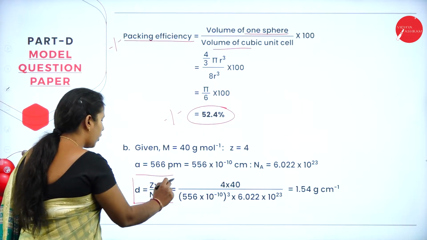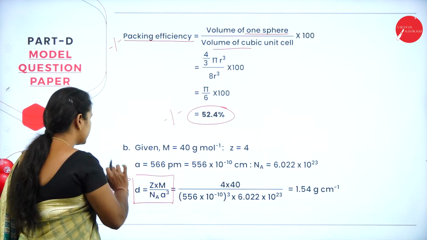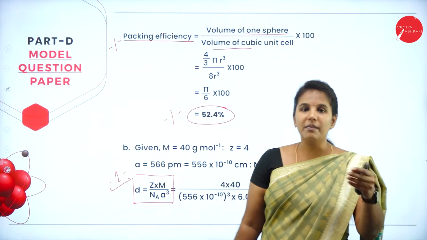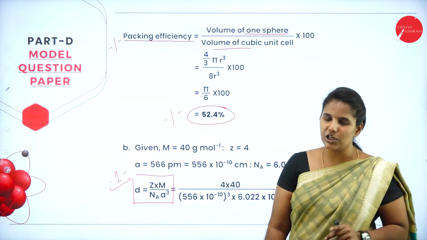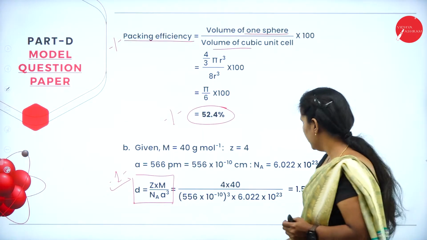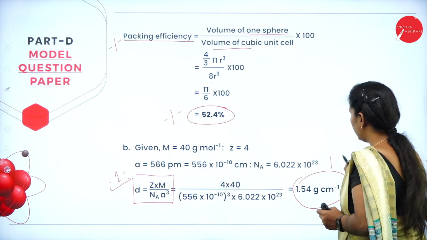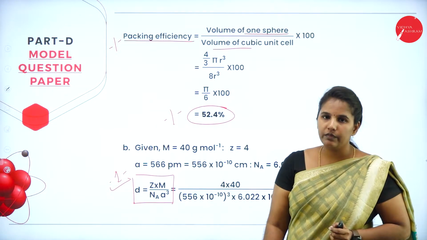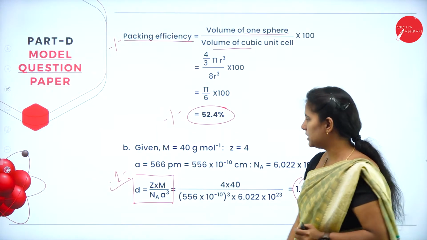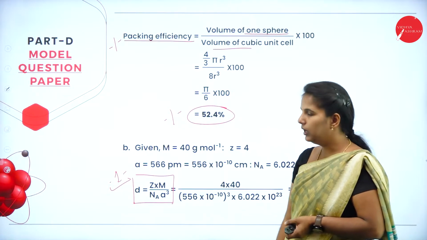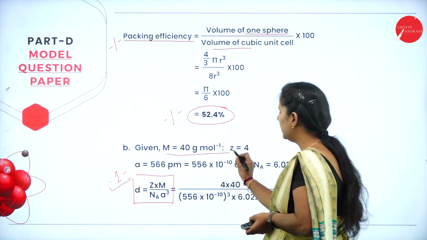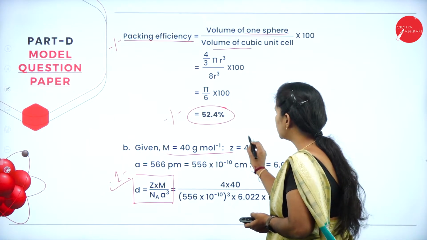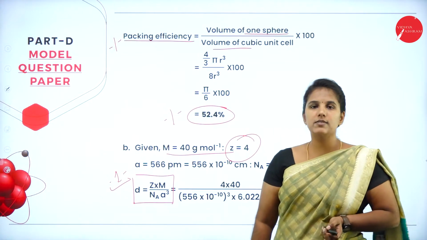For writing this formula, you will get 1 mark. For writing the correct formula, you will get 1 mark. For the remaining substitution and calculation, you will get 1 more mark. For the final answer and substitution, you will get 1 more mark. Let's see how to substitute the values for calculating the density. From the numerical, we have understood that they have given the atomic mass of calcium, that is 40 gram per mole, and also that it is FCC.